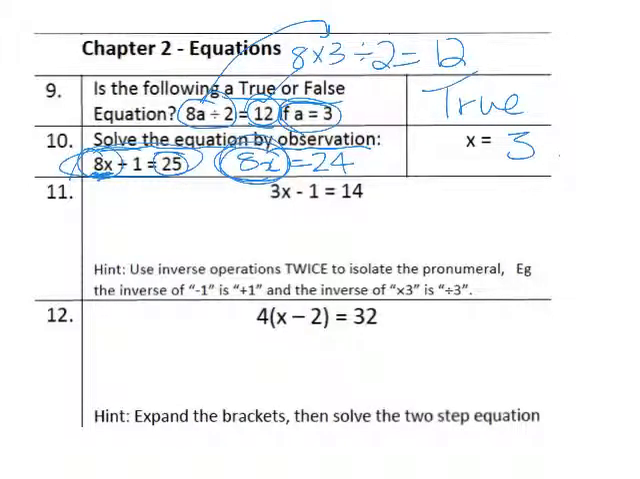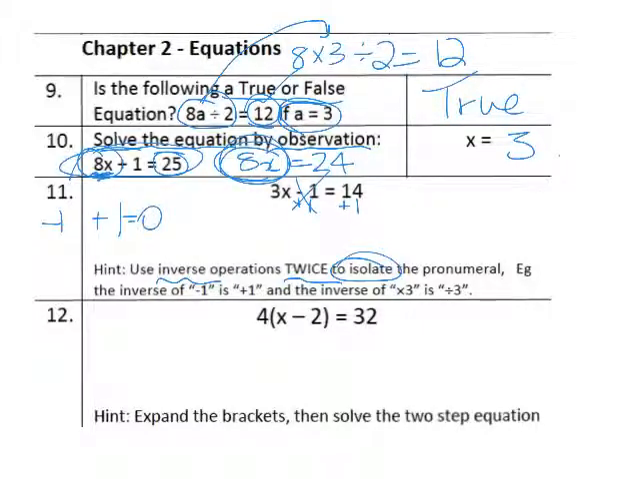In question 11, we're going to use inverse or opposite operations twice because it's a two-step equation to try and isolate the pronumeral. So the inverse of minus 1, the opposite of minus 1 is plus 1. So I'm writing that just underneath the 1. But if I do it on the left of an equation, I have to do it on the right to keep it in balance. When you see inverses or opposite operations, you can cross them off because negative 1 and plus 1 combined equal nothing.